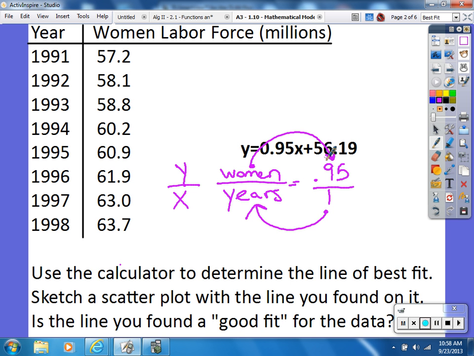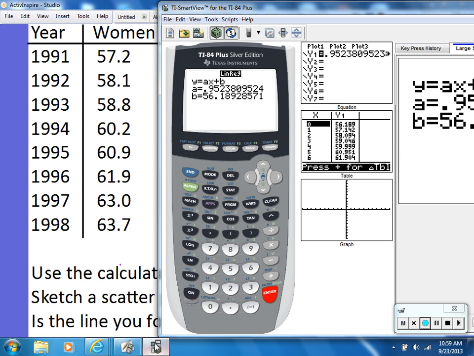All right. So Justin wanted me to go to StatPlot to graph this, right? Because it does say down here, sketch a scatter plot with the line you found on it. And I could make you make a graph in your notebook, but we're going to skip that. Tonight's essential work, you have to make a graph. You can do one, right? Okay. But let's check out the calculator and see if we can do it that way. So Justin said, hey, I can probably do this through my stat plot. So let's go to that.